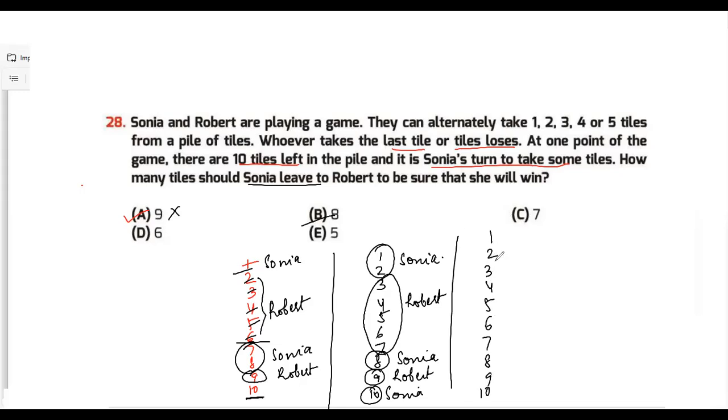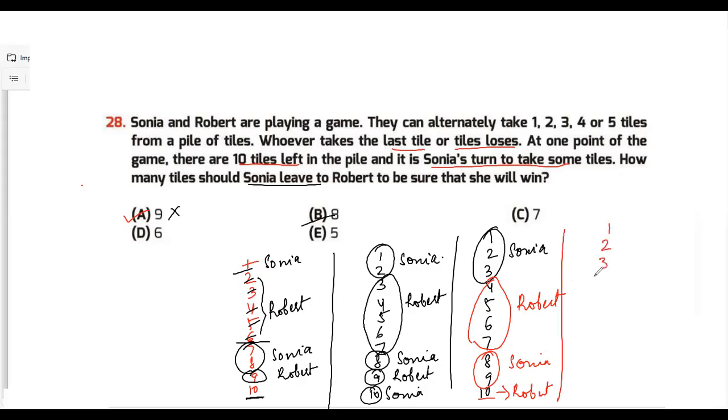If Sonia picks these 3, she leaves 7 tiles for Robert. So what is the maximum that Robert can pick? He can pick 5 or he can pick 4. So let's say he picks 4. So 1, 2, 3, 4. So this is what Robert picks. Then it's Sonia's turn, and Sonia will pick 2. Correct. So Robert will have to pick the last one and Robert will lose. You can try it with different combinations. Like for example, let's try.